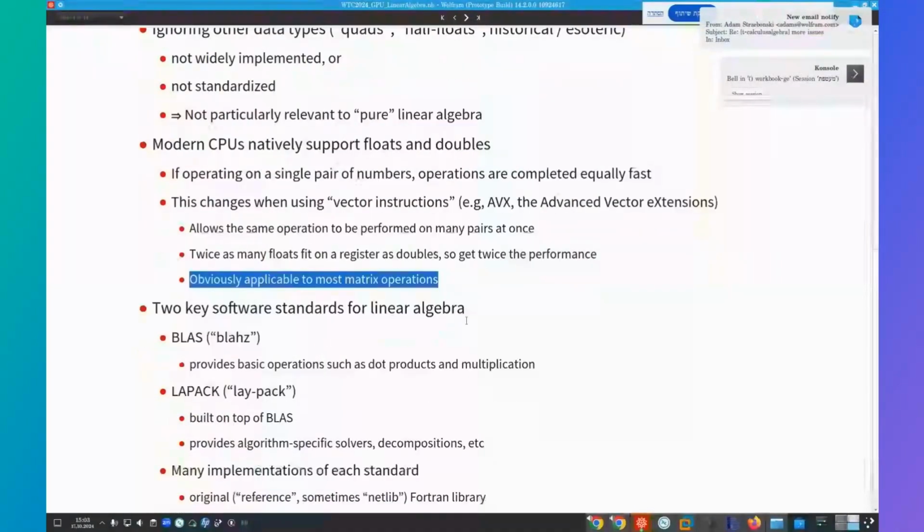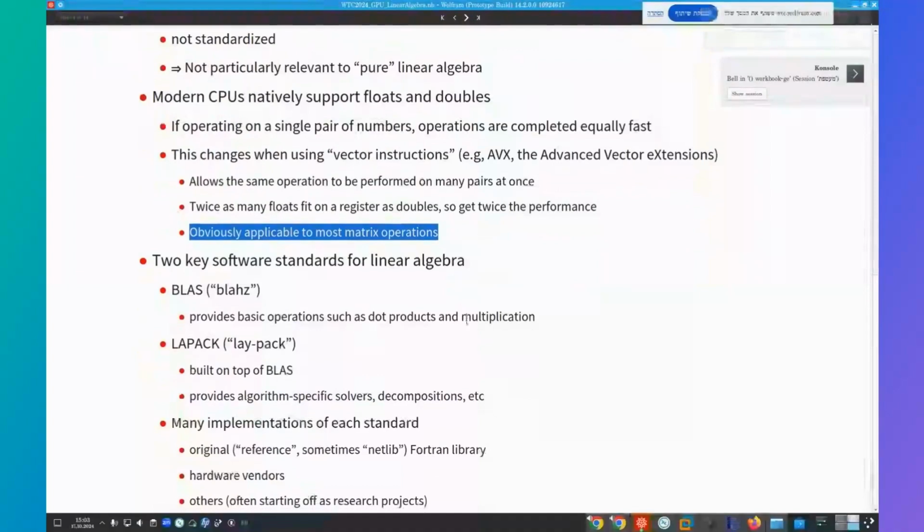So there are two key software standards for linear algebra. One is BLAS, which provides basic operations such as dot products and multiplication. And the other is LAPACK, which is built on top of BLAS and provides solvers, decompositions, and other things. There are many implementations of each standard. There's the original one, and there are ones from hardware vendors. There are others. I'll briefly mention some of those.